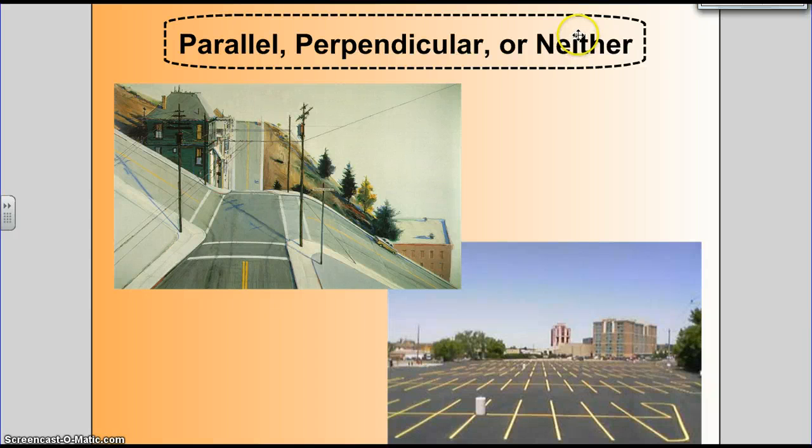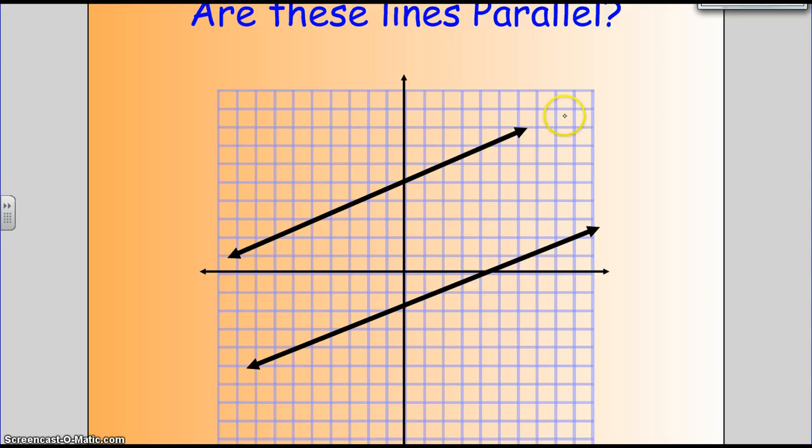Today we're going to make sure that you can identify if lines are parallel, perpendicular, or neither by looking at the slopes. Remember that these two lines, if we want to check to see if they're parallel, they have to have the same slope. So if they are parallel, they must have the same slope.